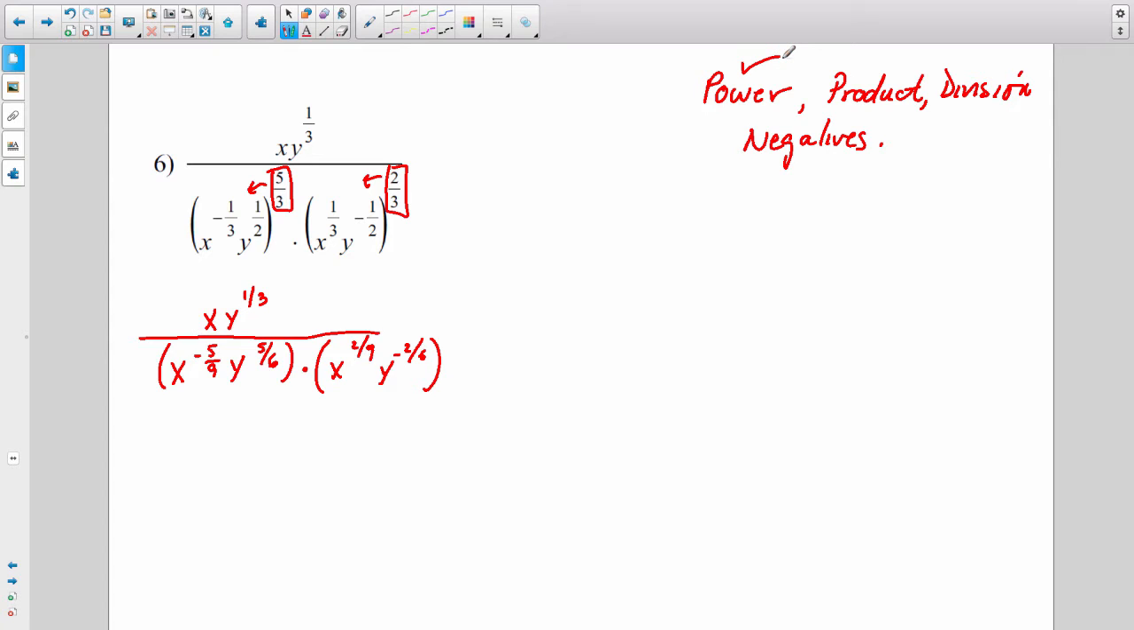Let's see if there's any product rules hanging out. I do see that we have some x's that are like, and we have some y's that are likes. So let's go ahead and add their exponents and see what happens. Okay. So we still have xy to the 1/3 up top.